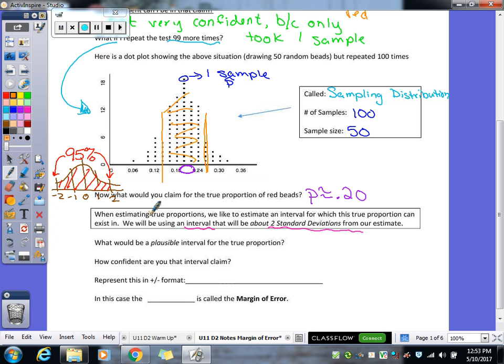So this is approximately 0.14 up to 0.26. Now with my interval, I can be a lot more confident in my claim. How confident are you in your interval claim? Pretty confident. Because I could take samples that are a little more on my higher end, or I could get samples that are a little more on my lower end, but it's definitely going to be somewhere in there.